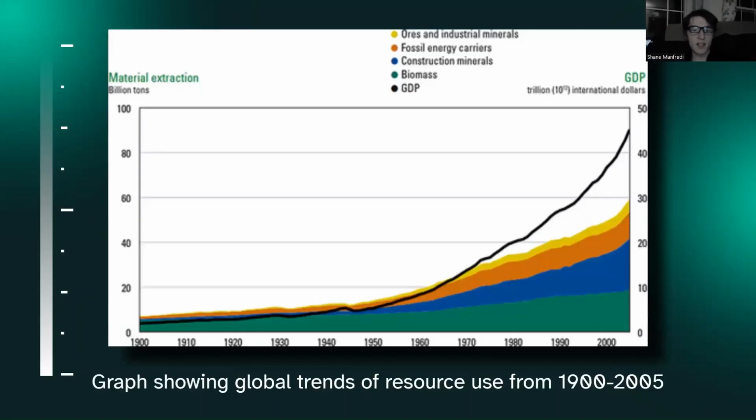Let's also take a look at this graph showing the global trends of resource use. So this specifically is from 1900 to 2005. And as you can see, over time, it increases exponentially. So we can only imagine where we're at right now. You can also see the GDP line, which is increasing faster than the resource use, interestingly.